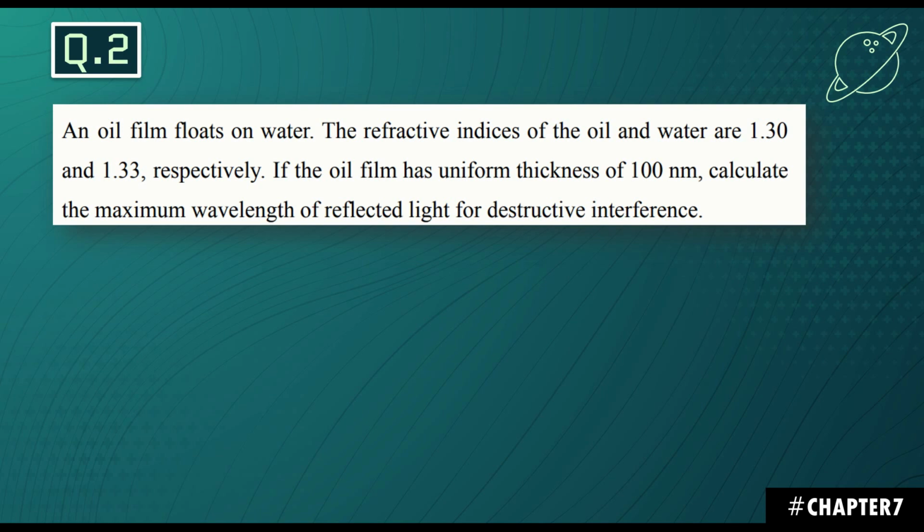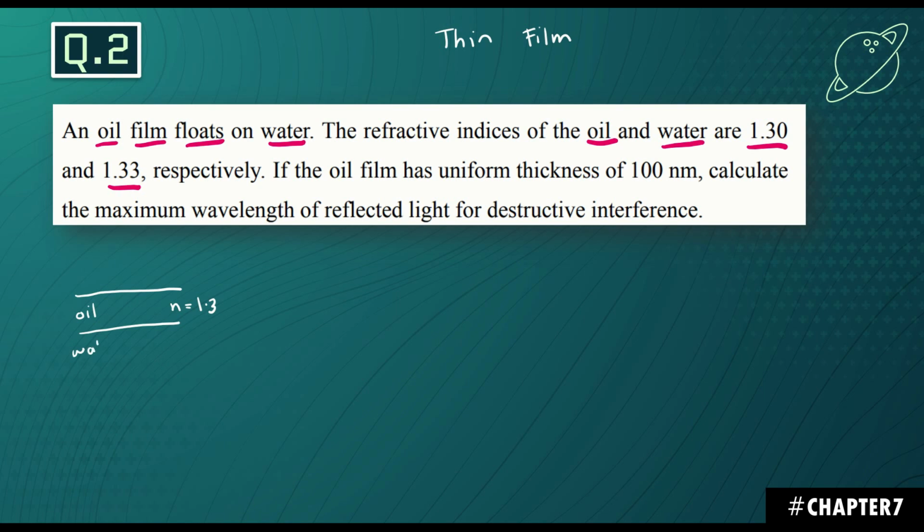Our second question is related to thin film, second case for interference. So we look at the question: an oil film floats on water. The refractive indices of the oil and the water are 1.3 and 1.33. The condition here, we have the middle layer is our oil, so n is equal to 1.3, and underneath we have water, n equal to 1.33, and up here we have n equal to 1. So this is for air.